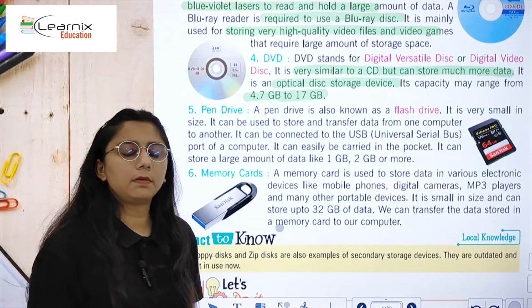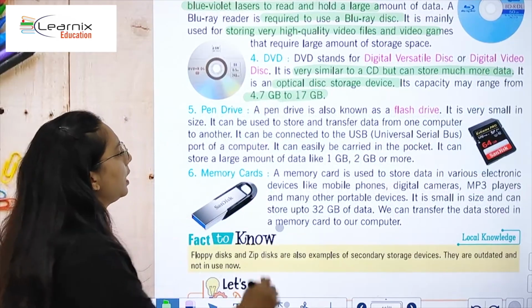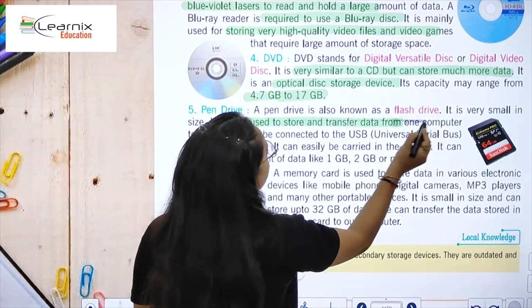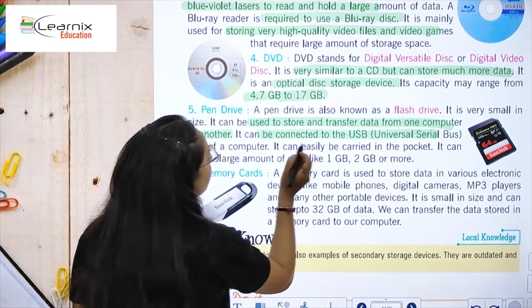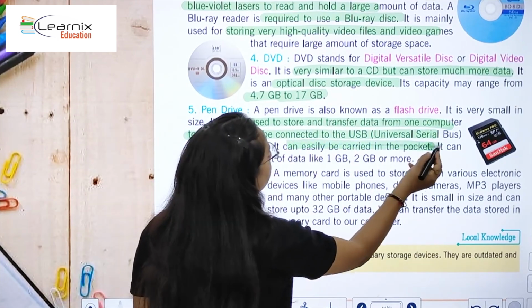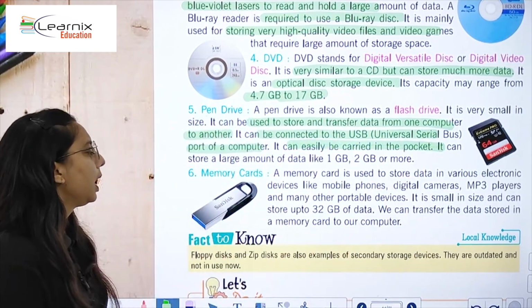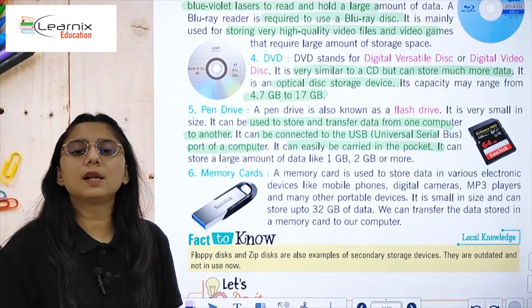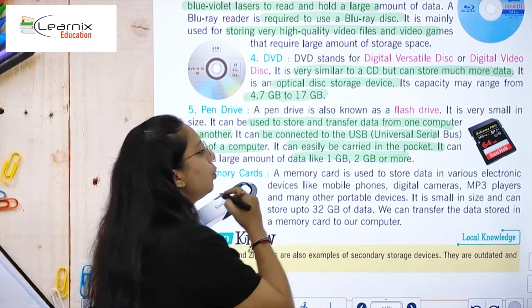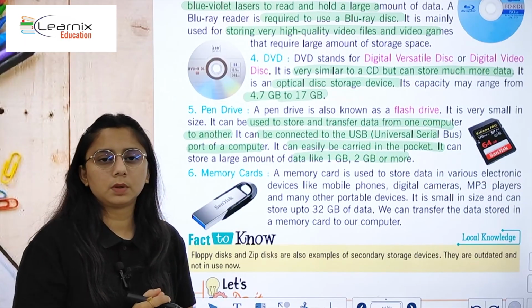Next we have the pen drive, which is also known as a flash drive. It is very small. It can be used to store and transfer data from one computer to another. It can be connected to the USB port of a computer. It can easily be carried in the pocket and stores a large amount of data, up to 1 GB or 2 GB or more.